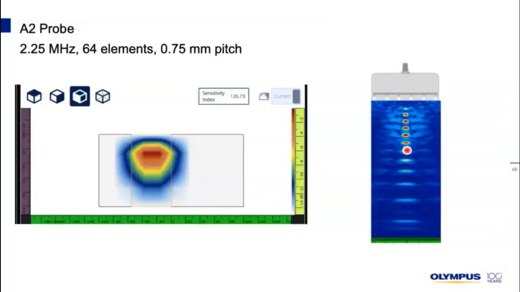For the A2 probe, the first probe that we have is a 2.25 megahertz with 64 elements and a 0.75 millimeter pitch. Here, my probe is sitting on my part. I am in direct contact here though, so that's why you're not seeing a wedge. I don't have a wedge. I'm directly in contact like we represented here. We can see that the AIM is showing the energy at the top of the part. And this is also what my scan was showing. Once we were in acquisition, that's what we were seeing, that the AIM was right. We don't have much sound at the bottom of the part for this probe configuration.